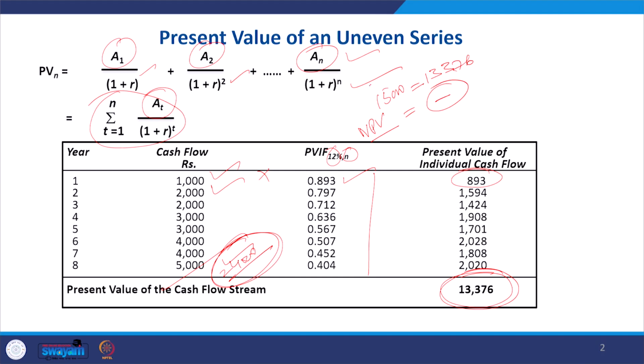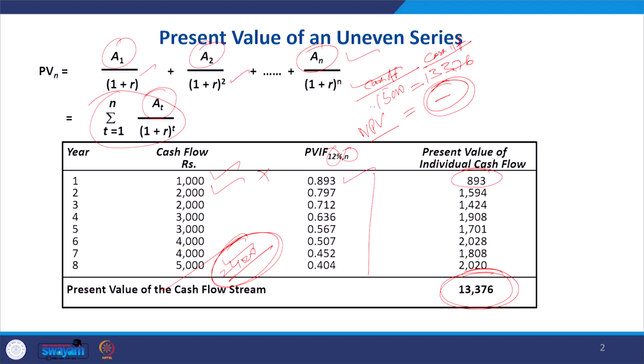So this is cash outflow, and this is cash inflow. The cash outflow was 15,000 and the cash inflow is 13,376. So when you subtract 15,000 rupees of cash outflow from 13,376, the net present value would be negative. And we don't want to go for this kind of investment.